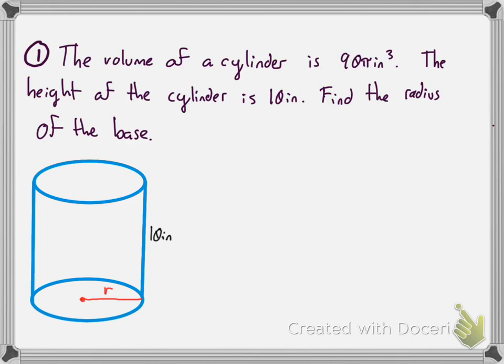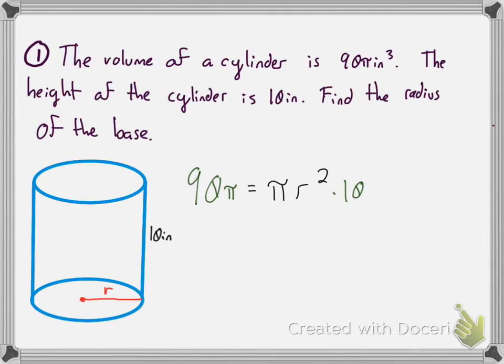So what's going to be helpful here is using our volume formula and plugging in what I have. I know that the volume is 90 pi, so I'm going to plug that in for volume. The height is 10, so I'm going to plug that in for height. And now, even though this looks kind of ugly, I can solve for r, because that's the only variable that I have left.